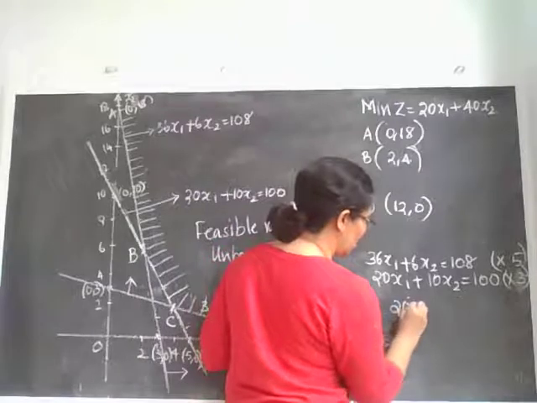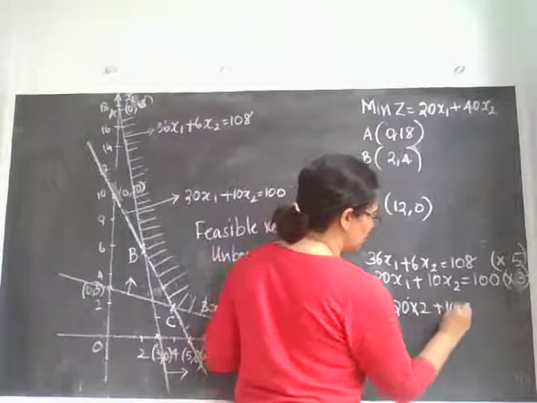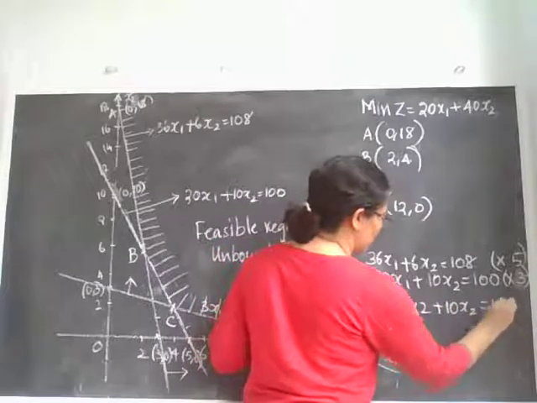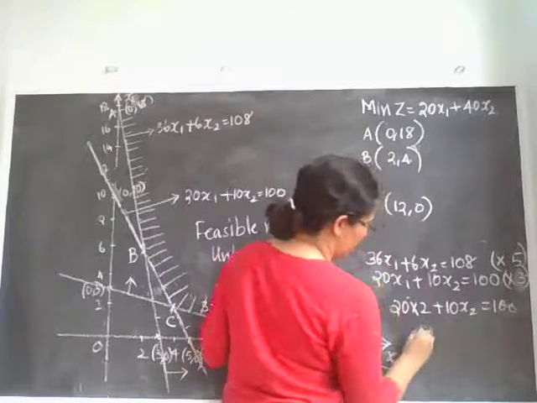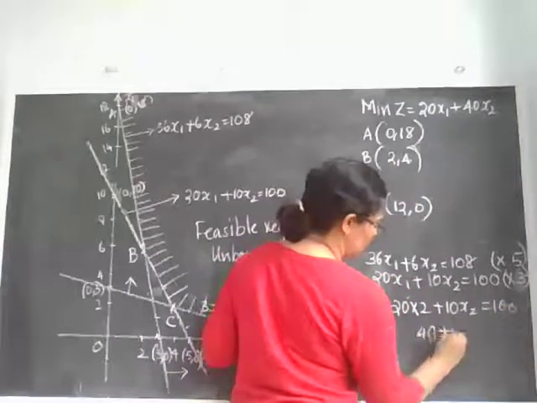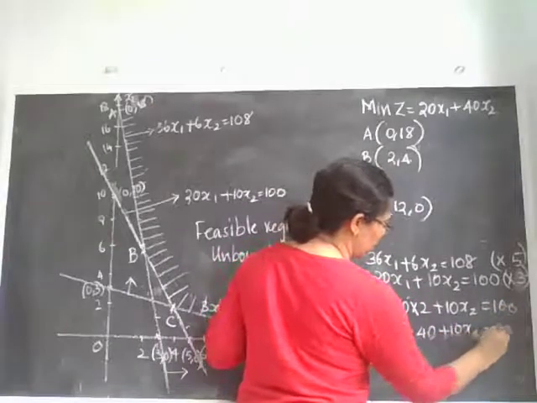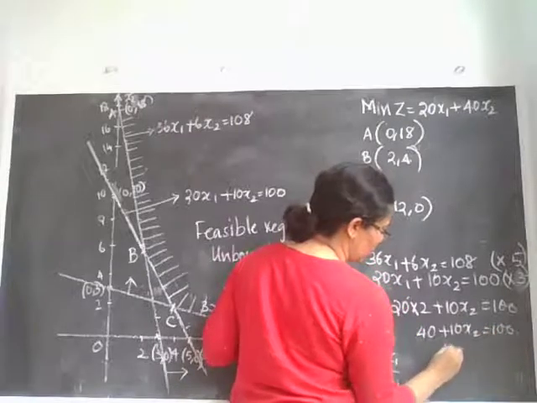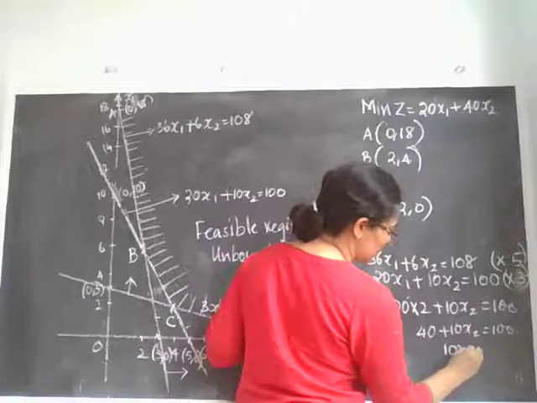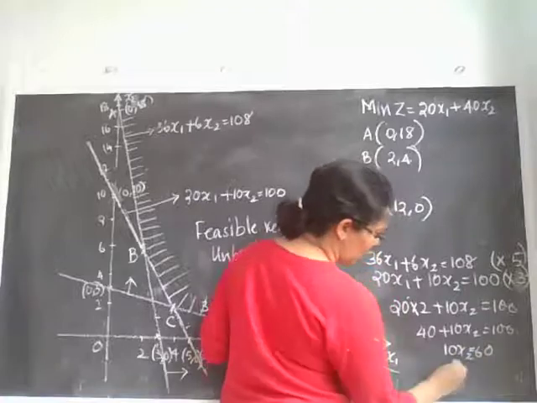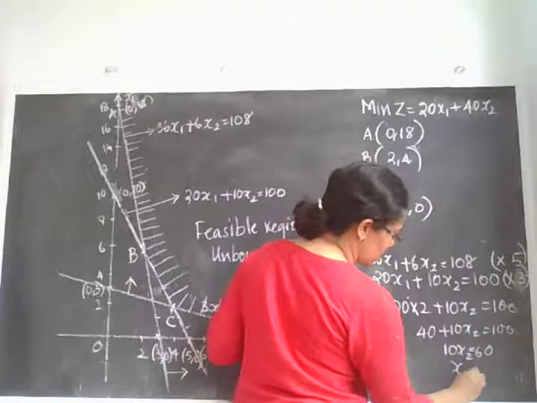So 20 into 2 plus 10x2 equal to 100. So 40 plus 10x2 equal to 100. So 10x2 equal to 60. x2 equal to 6.